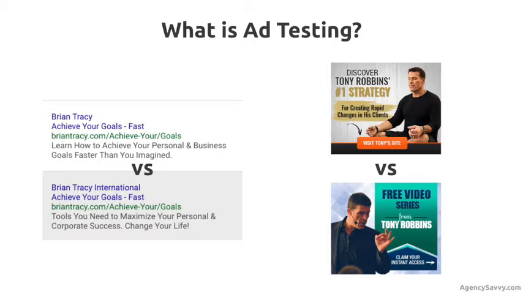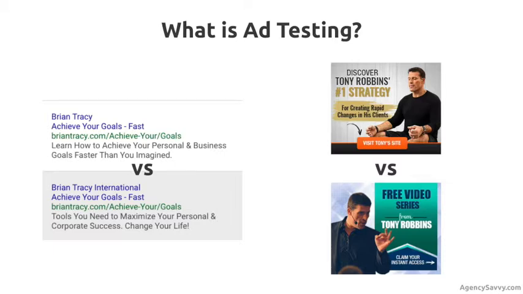You can see the headlines. There's not a huge difference here. Testing Brian Tracy versus Brian Tracy International. The paths are the same. Path 1 and Path 2 are the same. The description in this case is the main difference. So we're testing different descriptions there. And we'll talk about how we choose this and a measure of success and so on later on.